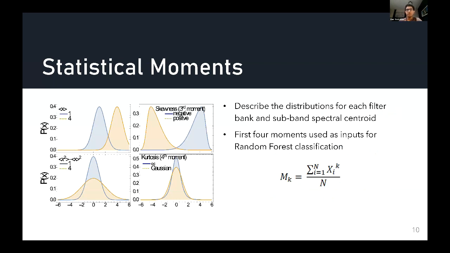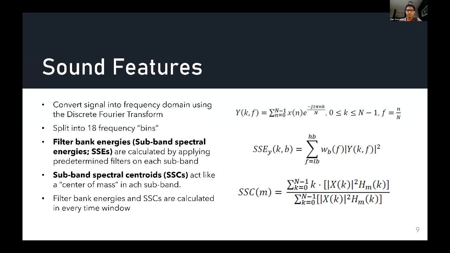The main issue is when working with such large data. For all of these heart sound recordings, we are calculating these 2 sound features across 25 millisecond time windows, for every heart sound recording in the database. So this produces a distribution of sound features across the entire database. However, this is a very large amount of data to process. So what we decided to do is observe just the first 4 statistical moments of these 2 sound features.